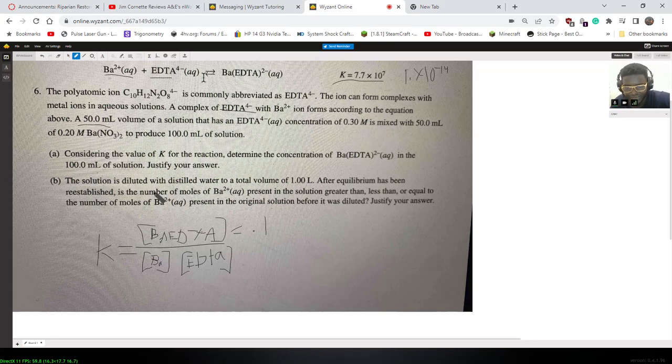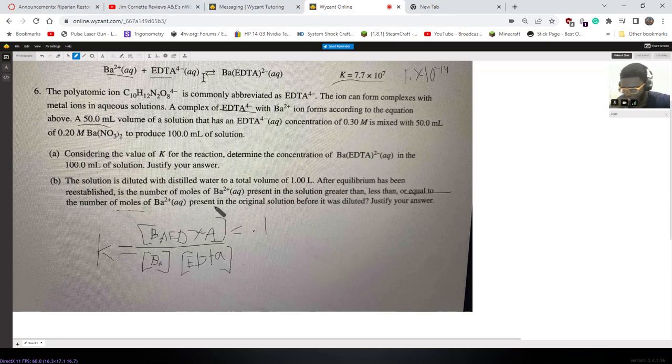Now, we go here. The solution is diluted. After equilibrium is reestablished, is the number of barium moles present in the solution greater than, less than, or equal to the number of barium moles present in the original solution before it was diluted? And the answer to this is equal. And remember, it's not asking concentration, it's asking moles.